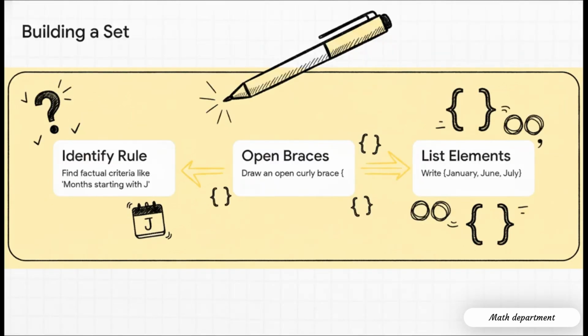Watch my digital pen here as we build a set together, step by step, using absolute criteria. Let's use the months of the year, starting with J. First, we identify that this is in fact a factual rule. Nobody can debate the calendar. Next, we draw an open curly brace. That's the universal mathematical sign that we're starting a set. Finally, we just write out the elements, January, June, July, making sure to separate them with commas, and then we close it off with another curly brace. Simple, clean, and perfectly well defined.